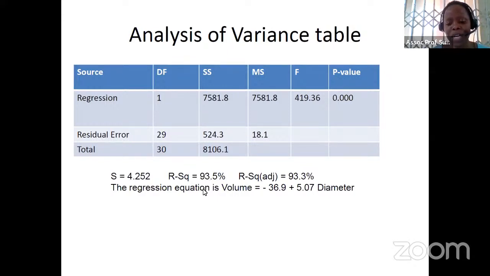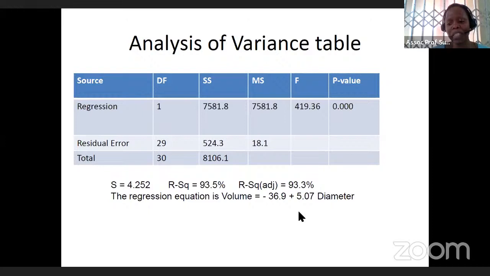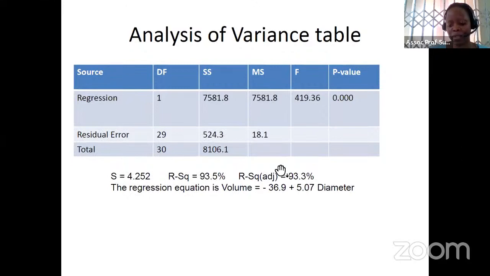While the slope, if you look at this equation displayed on the screen, we have volume equal to minus 36.9 plus 5.07. So the slope is 5.07. For every unit increment in diameter, volume increases by 5.07 because it is positive. If it was negative, then we would say for every unit increment in diameter, volume would decrease. So that's how we interpret the slope and intercept.